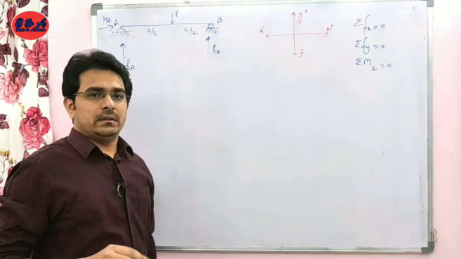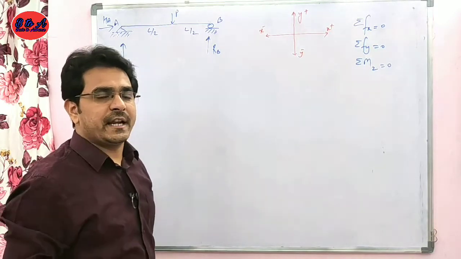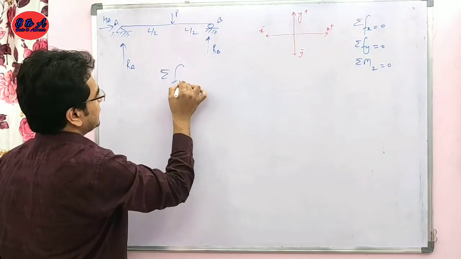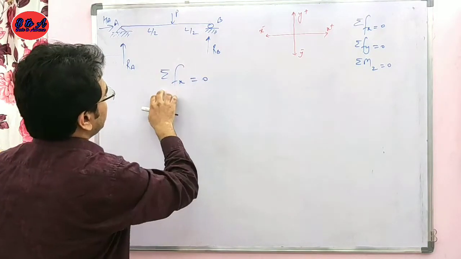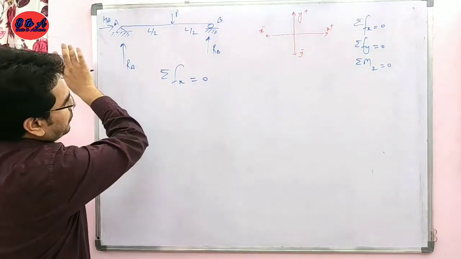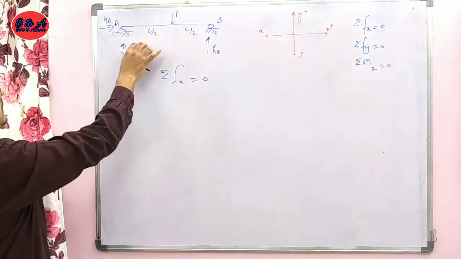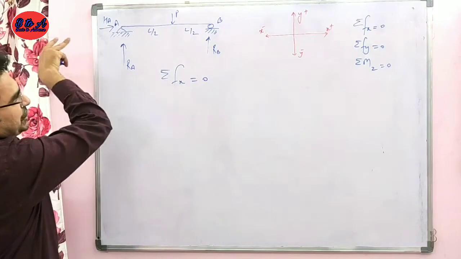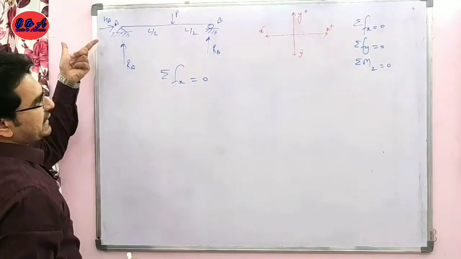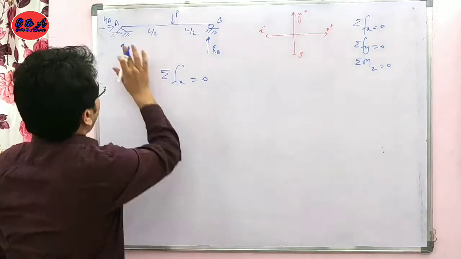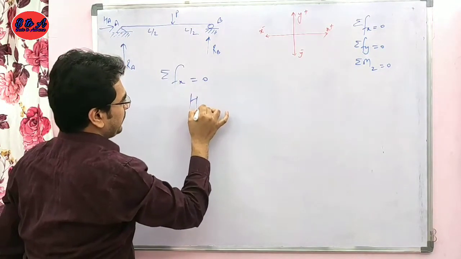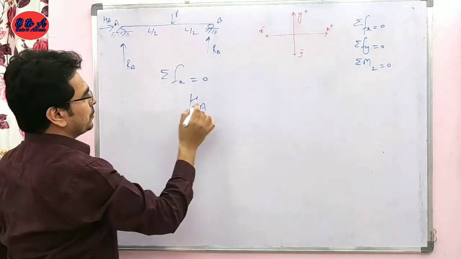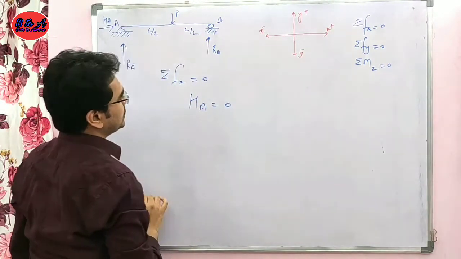Now I am applying our first static equilibrium equation, that is the summation Fx is equal to 0. It means the algebraic sum of all the horizontal forces must be 0. On this beam, in the horizontal direction only one reaction HA is working. This HA is acting in the positive x direction, so I will take it as a positive. No other reactions are available in the horizontal direction, so it means HA is equal to 0.